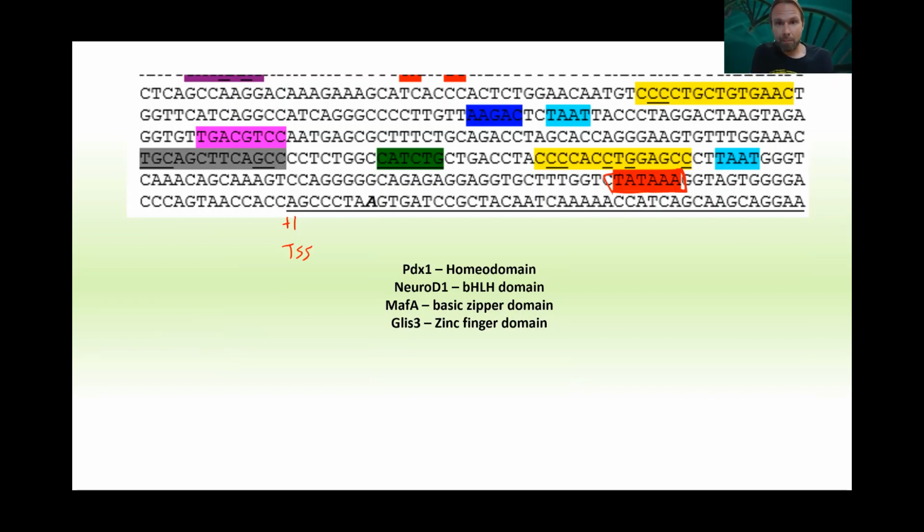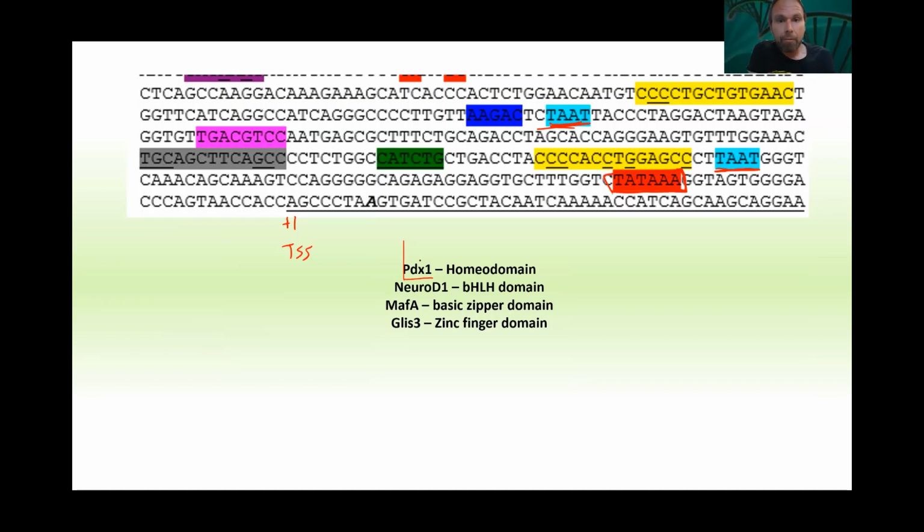Now, the proximal promoter exists upstream of the core promoter, and I've kind of color-coded some of these. You can see these little teal boxes here, TAAT, TAAT, they bind to a protein called pancreatic and duodenal homeobox protein 1, or PDX1. It's a homeodomain protein. We said those homeodomains like to get their alpha helix in there and stick to those TAAT motifs.